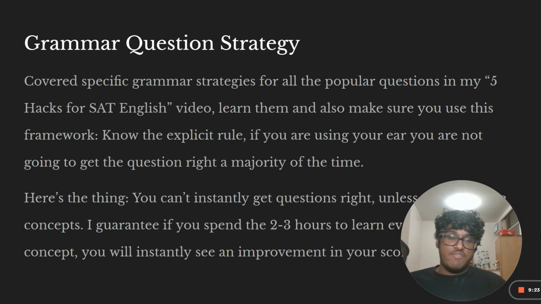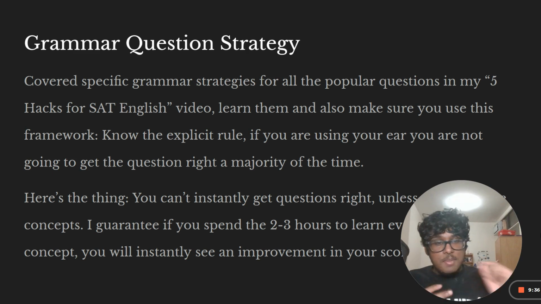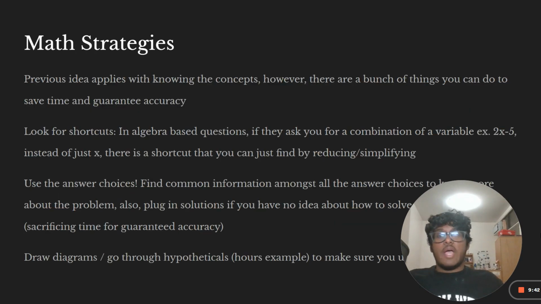Do you know all 5 functions of a comma? Do you know all the right rules for certain things? You just need to know all those things, right? You need to know subject-verb agreement. You need to know independent and dependent clauses. You need to be able to identify that in every question. So just spend the 2 to 3 hours and actually learn that, and I guarantee you're going to improve your score. Okay, math strategies. I'm going to run through all of them.